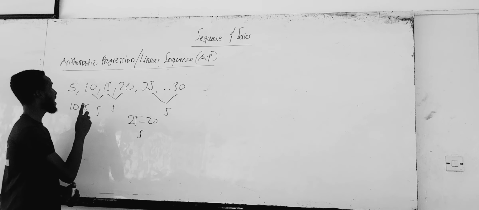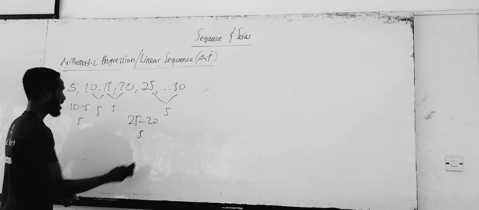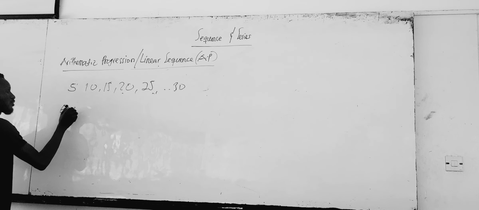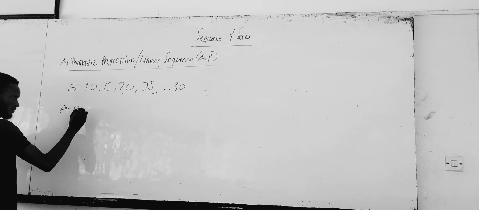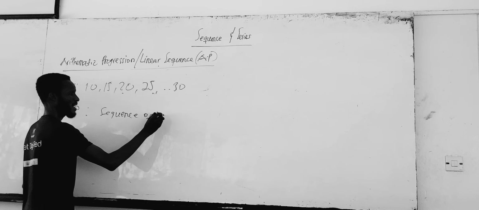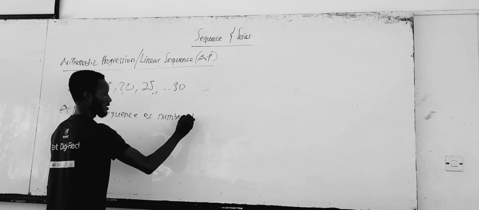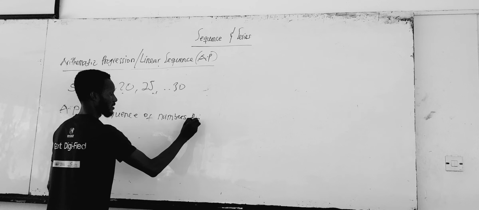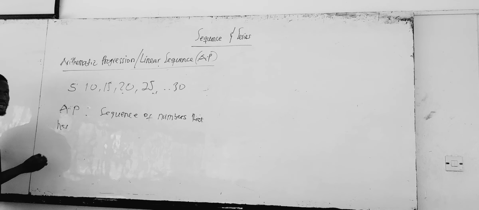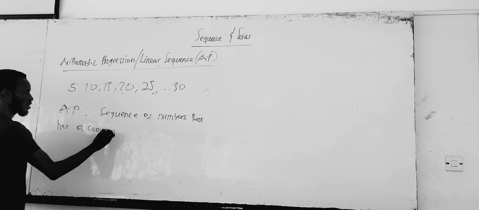So therefore, we can define AP in a different way. I can define AP, arithmetic progression, as a sequence of numbers that has a common difference.